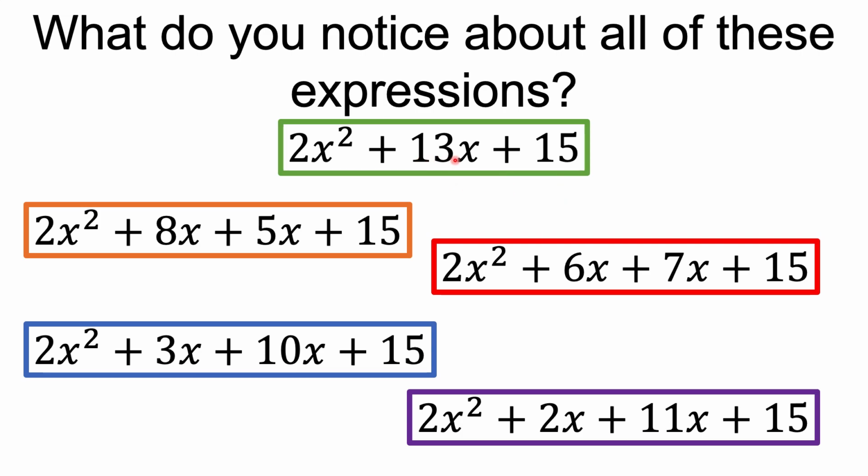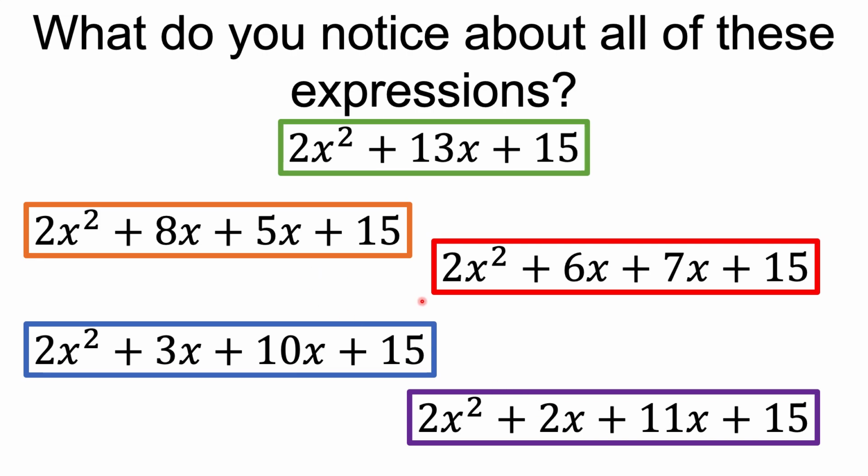If you look at this trinomial, I'll get a 13x in the middle. So 8x plus 5x is 13x, 3x plus 10x is 13x, 6x plus 7x is 13x, 2x plus 11x, they're all 13x. So technically every single one of these is the exact same expression. But with only one of these 4-term expressions are you able to factor by grouping.